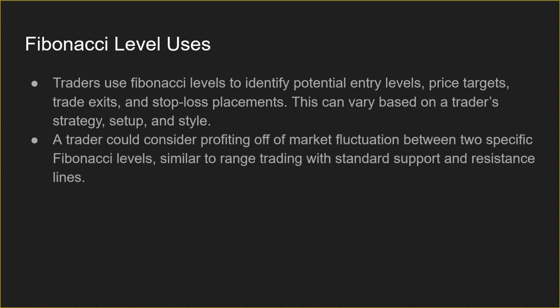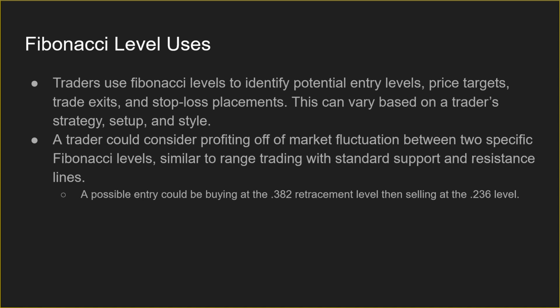Now, a trader could consider profiting off of market fluctuation between two specific fib levels, similar to range trading with standard support and resistance lines. In the previous example, we saw Ethereum bouncing between the 0.23 and the 0.38 level, and that was one way that we could have potentially used the fib levels as a replacement for support and resistance. In this case, a possible entry could be buying at the 0.382 retracement level, then selling at the 236 level.